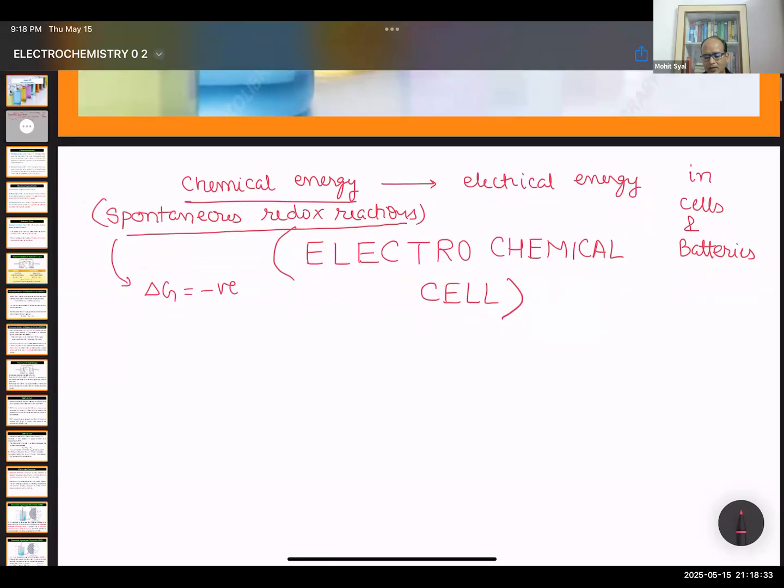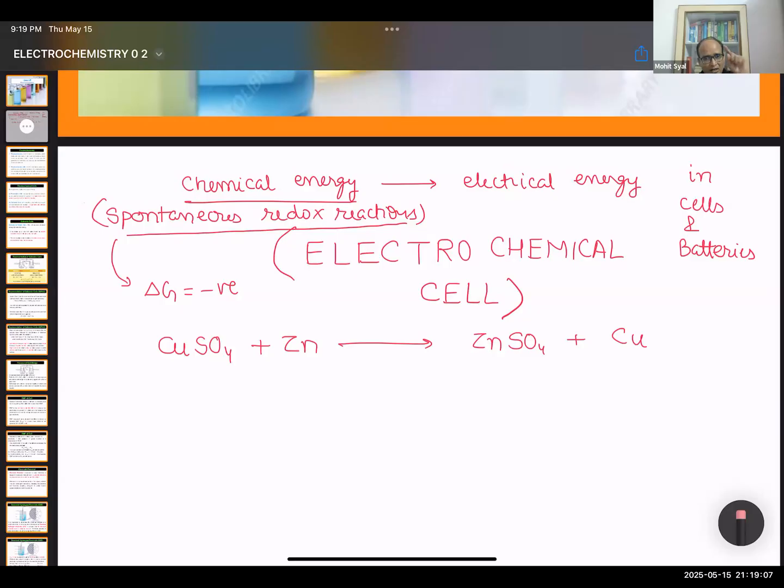Got it? For example, if you take copper sulfate and you take a more reactive metal, zinc, all of you know it very well, this reaction can happen on its own. You have zinc sulfate and copper getting deposited. So this is a spontaneous redox reaction. It means it has a tendency to proceed on its own once started.